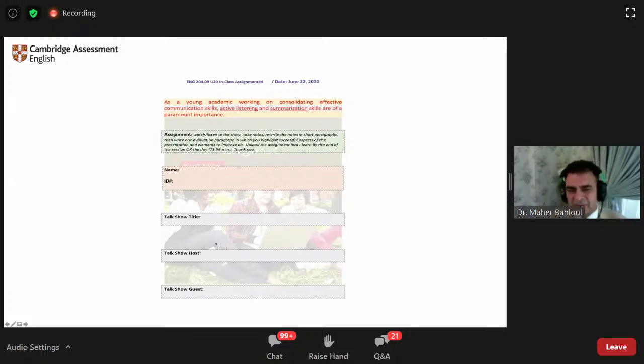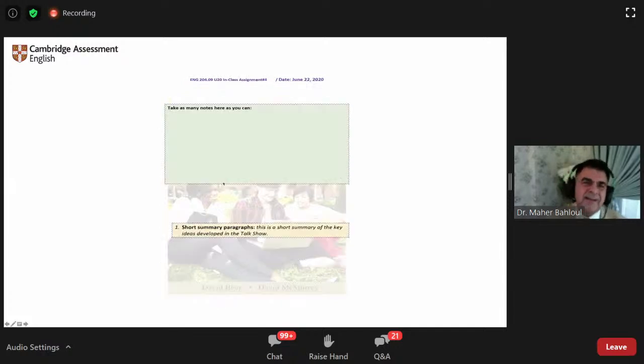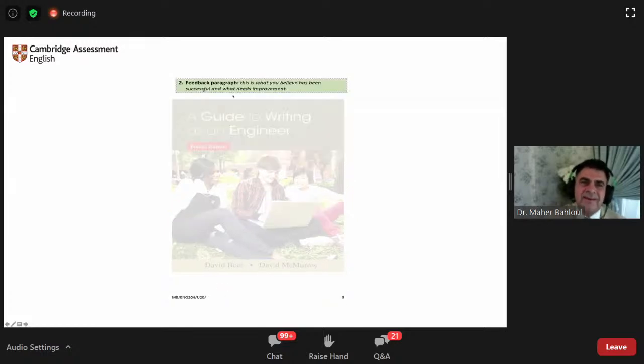the host and the guest. So they write their names, and the second page will have here a space for the notes. So they take notes on the first one, and then they write summaries on the basis of the notes, and then they provide also feedback. And so this is where they highlight what they liked most about the show, and then the areas of improvement.